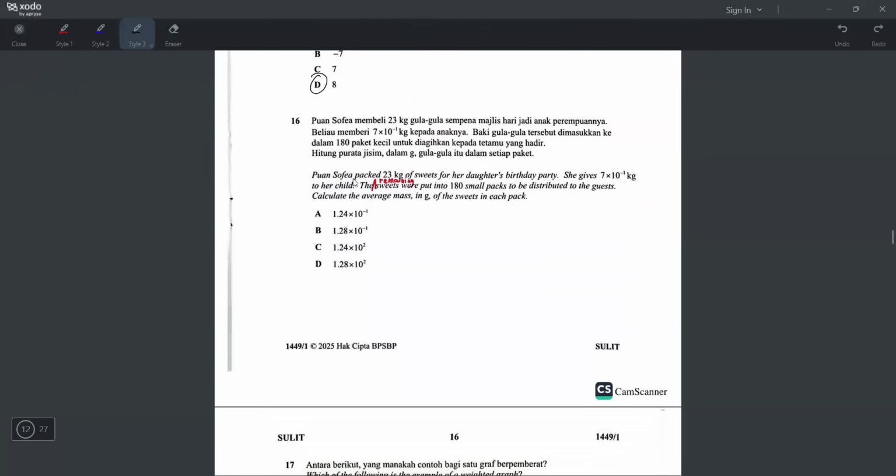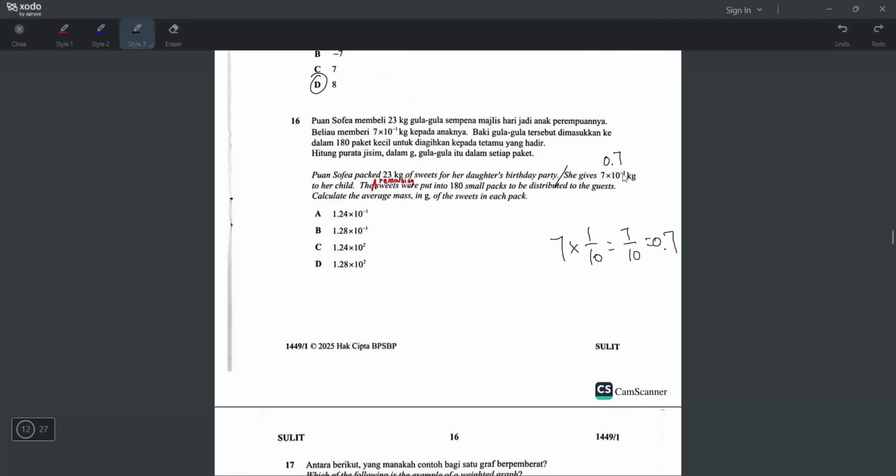Alright, 16. Puan Sophia packed 23 kg of sweets for her daughter's first birthday party. So this is the total kg. She gave 7 times 10 power negative 1, which is 0.7. Because 10 power negative 1 is 1 over 10. So it's basically 7 over 10, which is 0.7.